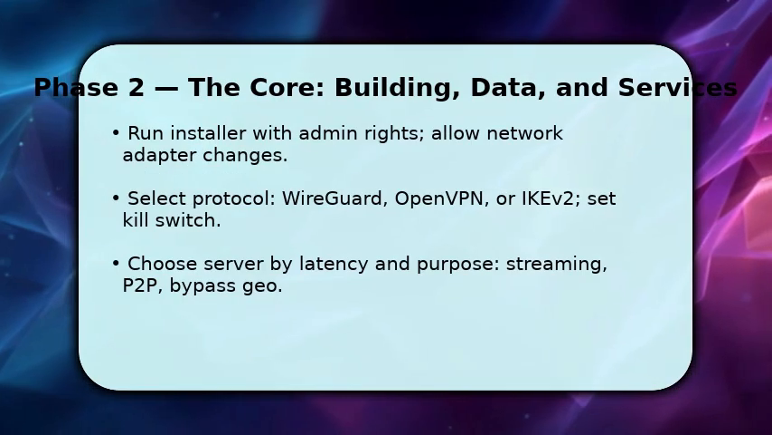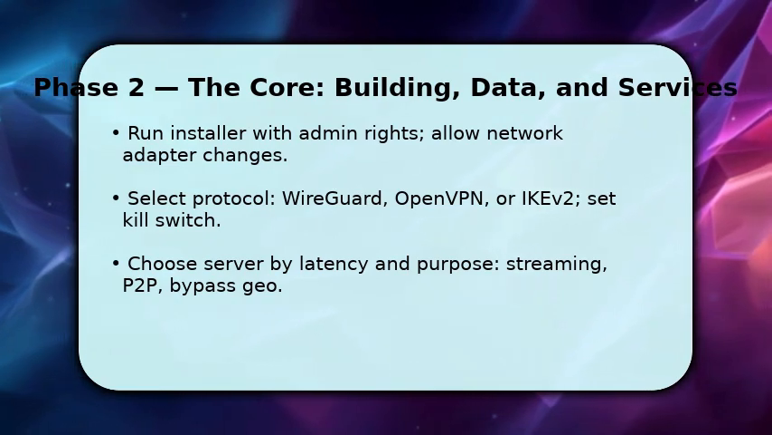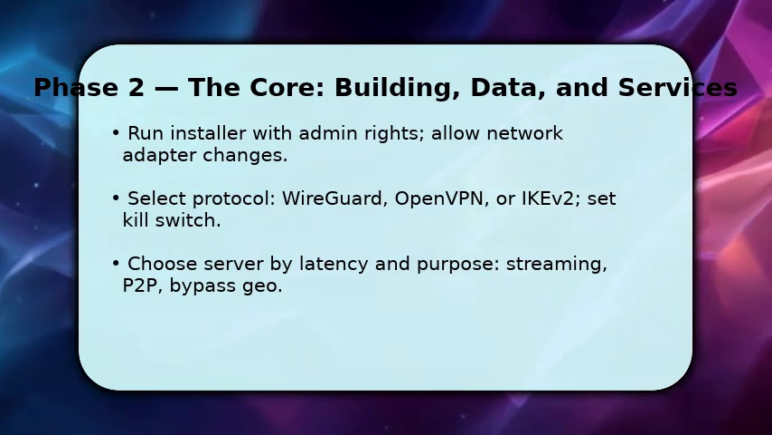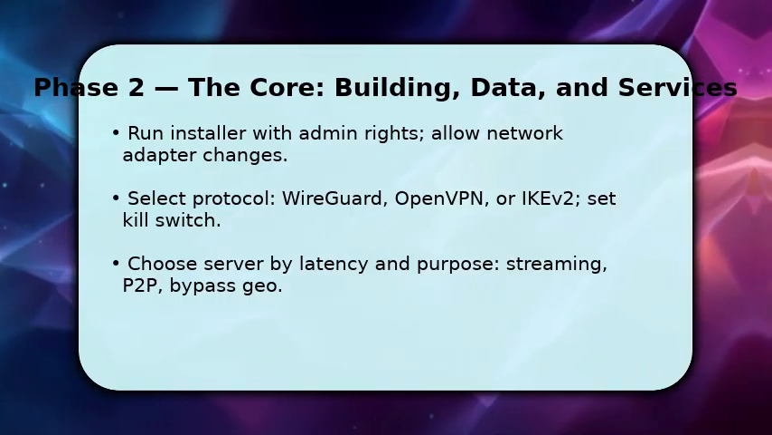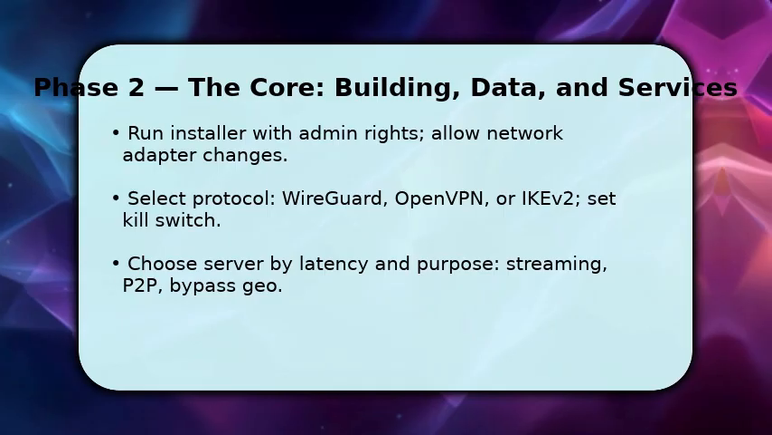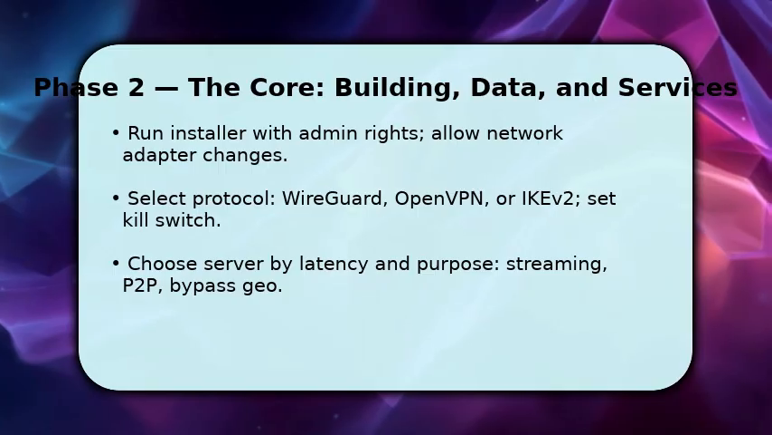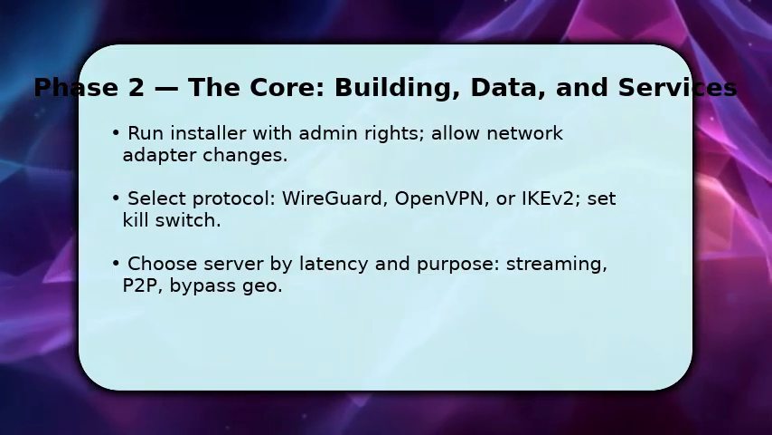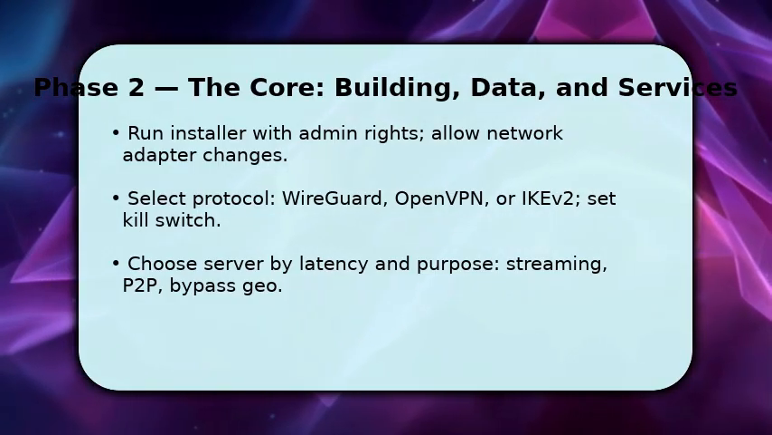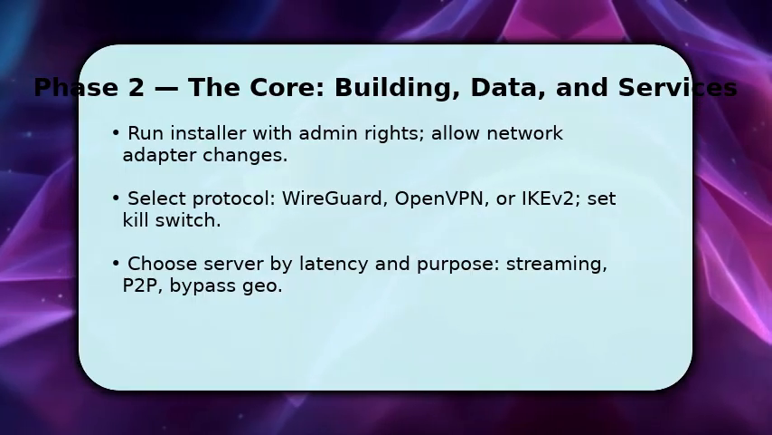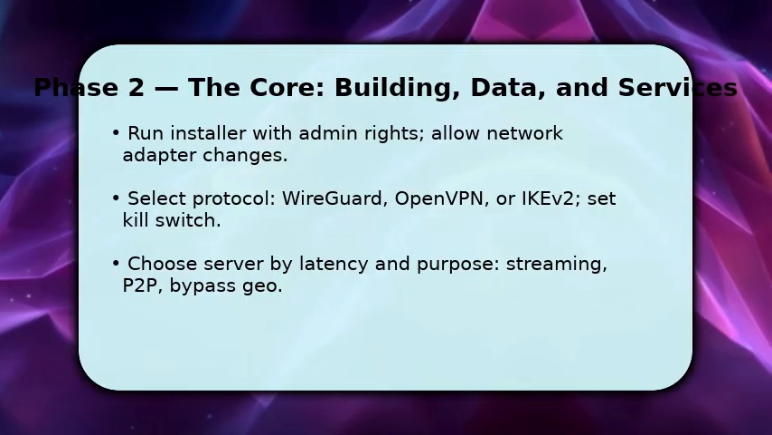You'll need them immediately during installation. You run the installer with administrator rights, so the VPN can add virtual adapters and firewall rules without interruption. Then configure the protocol: WireGuard for speed, OpenVPN for compatibility, IKEv2 for mobile resilience, because protocol choice impacts security and performance. Make sure to enable the kill switch and split tunnel settings if needed, since these control traffic leaks.